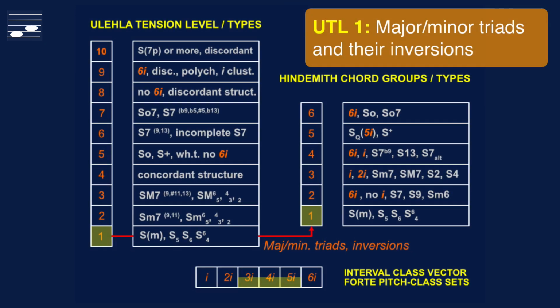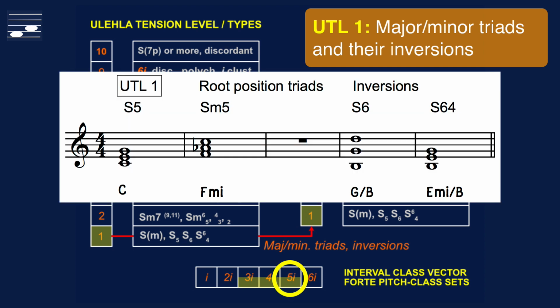And now we start the walk through the tension level steps. For both authors, major and minor triads and their inversions land in the lowest dissonance category. This is a 1-to-1 mapping and these structures consist of consonants only, with the thirds 3i and 4i and perfect consonants 5i.